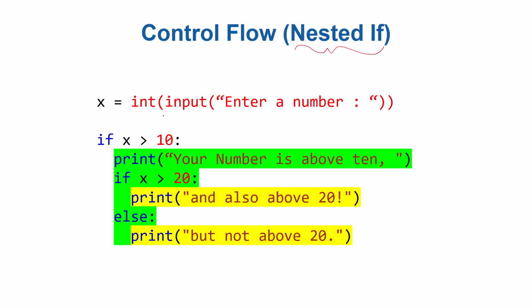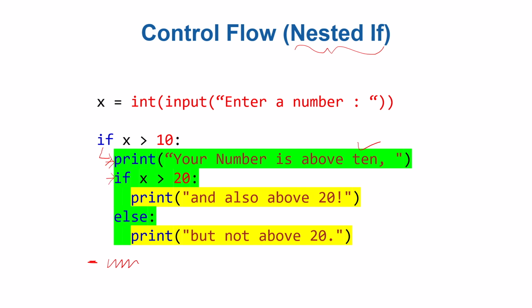So let's say we input a number and then we check if x is larger than 10, then you move inside the if condition, if that is true. If that is false, then you are here, whatever you write here, it will work from here. But let's say x is greater than 10, then you print your number is above 10. Now, after this statement, you move to the next statement.